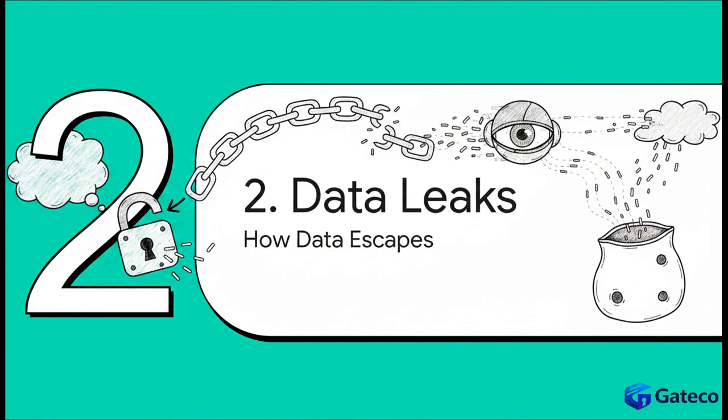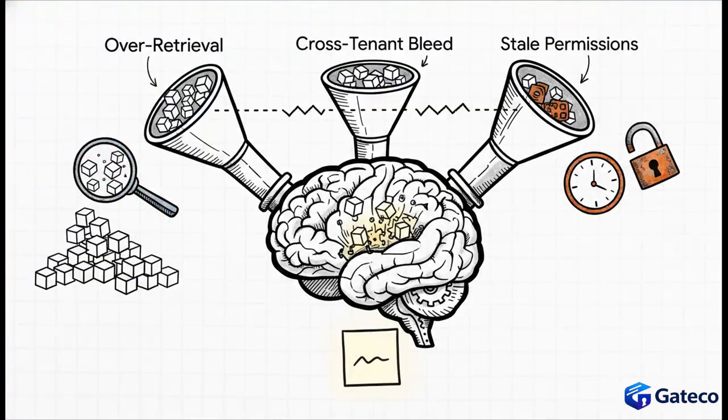Section 2, the 3 ways data leaks. What's wild is that these 3 leakage vectors happen entirely behind the scenes. First up is over-retrieval. A vector database is designed to find meaning. It's not a security guard. It's going to return relevant chunks no matter who is asking. Then you've got cross-tenant bleed. Because semantic retrieval basically lacks strict query time boundaries, things get messy fast.